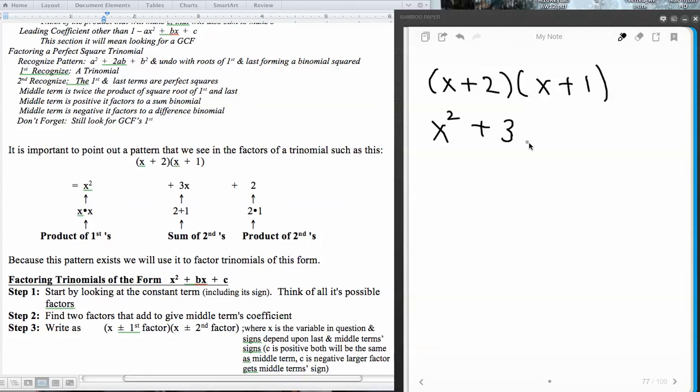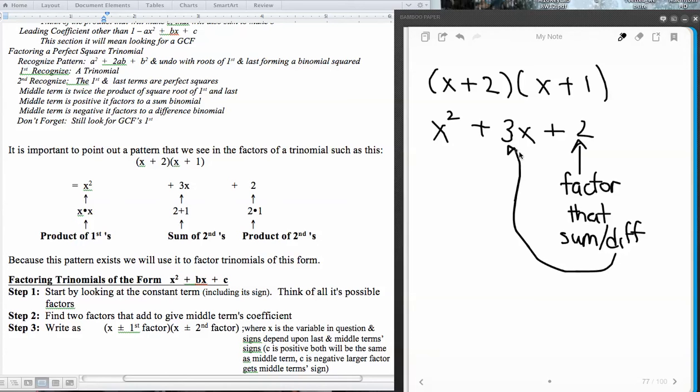2 plus 1 is equal to 3, and those were x's. And then plus, and then the product of these two numbers gives us this. It is actually that pattern that is going to allow us to factor. So what we're finding is the factors of this number here that give us a sum or difference of this term right here.